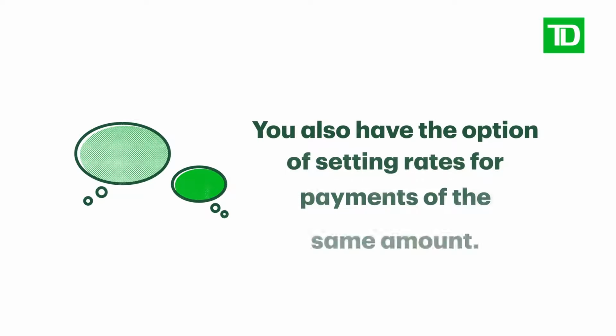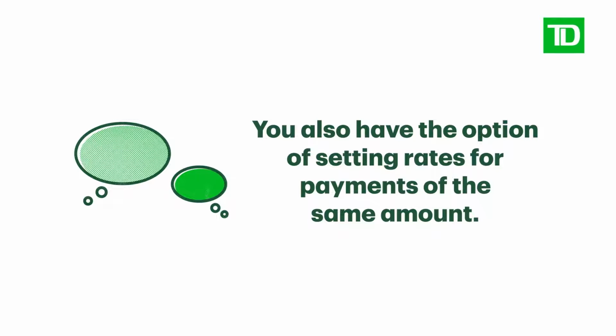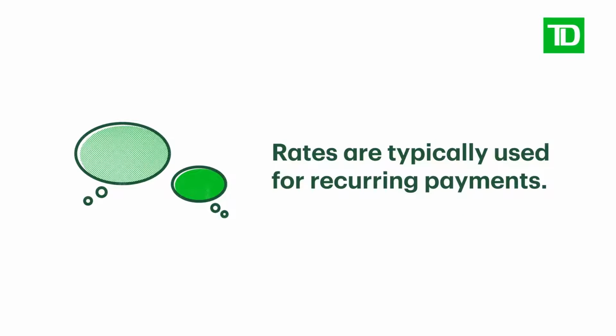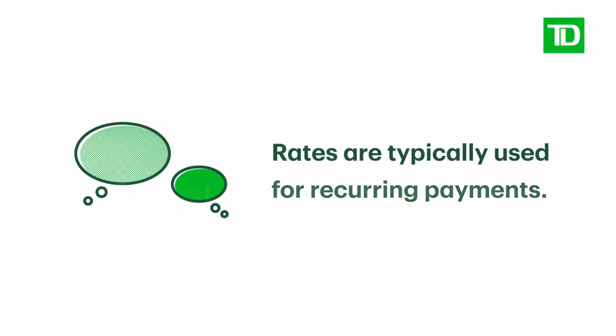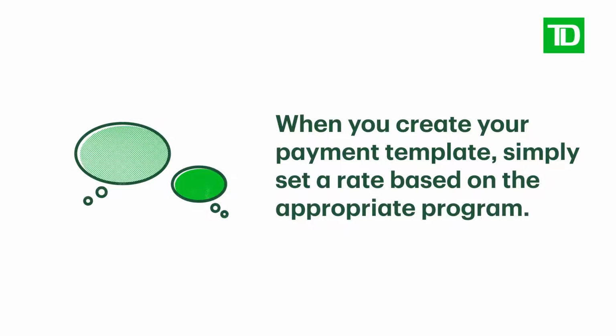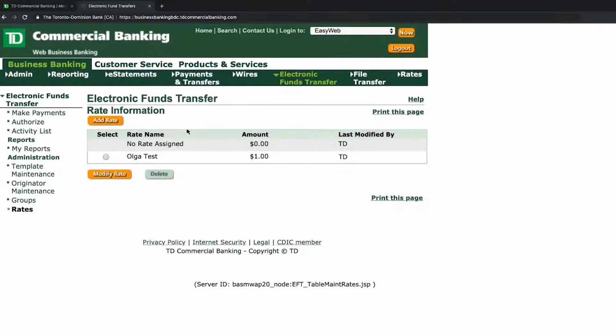You also have the option of setting rates for payments of the same amount. Note, setting up rates is not mandatory. Rates are typically used for recurring payments. For example, if your company is a daycare and you offer different childcare programs, you can set up a different rate for each program. Then when you create your payment template, you simply assign that rate based on the appropriate program. Rates are also useful if prices change. To capture this change, simply modify the rate. The change will be applied to every payment template affected by the specific rate, saving you the time of having to update each template individually.